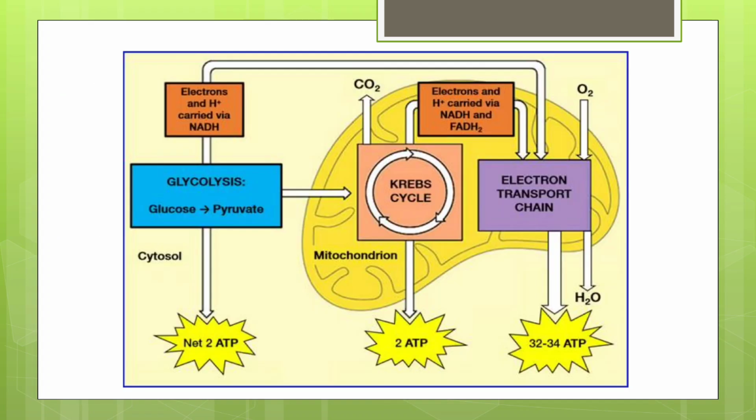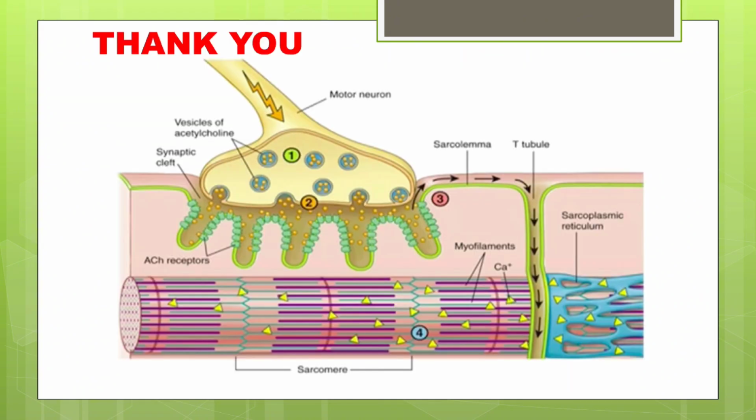This diagram shows how cells generate energy through cellular respiration. It starts with glycolysis in the cytoplasm, where glucose is broken down into pyruvate, producing 2 ATP. The Krebs cycle then occurs in the mitochondria, releasing carbon dioxide and generating 2 ATP, while transferring high-energy electrons. Finally, the electron transport chain uses oxygen to produce 32 to 34 ATP and water, making this the most efficient energy-producing stage. Now we are at the end of today's lecture.